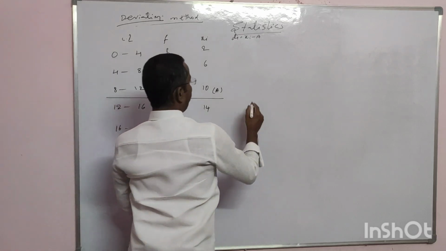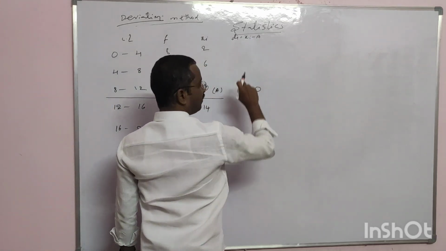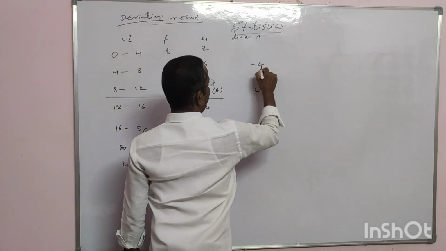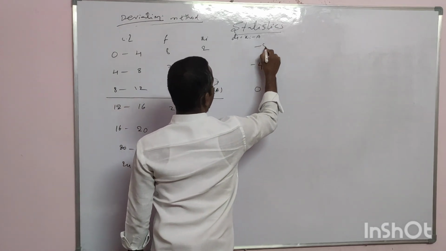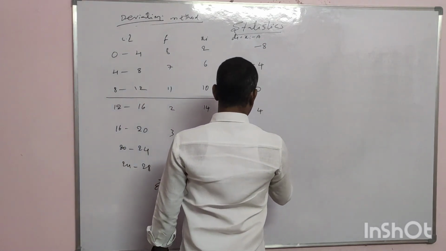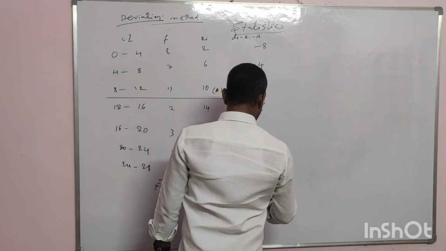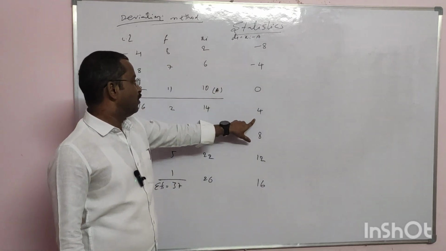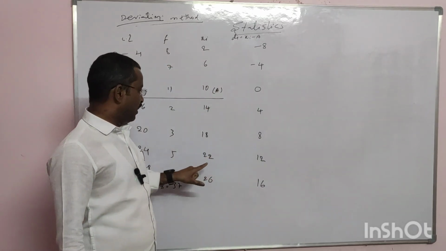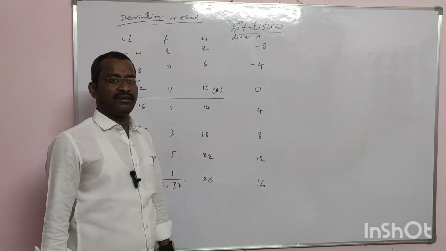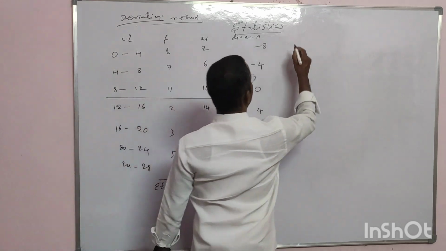Now what do we do here? xi minus a. 6 minus 10 is minus 4, 2 minus 10 is minus 8. Coming down, you will have 4, 8, 12, 16. How is it possible? 14 minus 10 is 4, 18 minus 10 is 8, 22 minus 10 is 12, 26 minus 10 is 16. Okay, now what do we do next, sir?